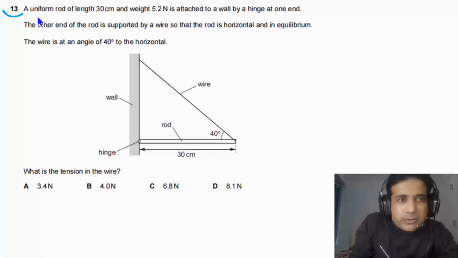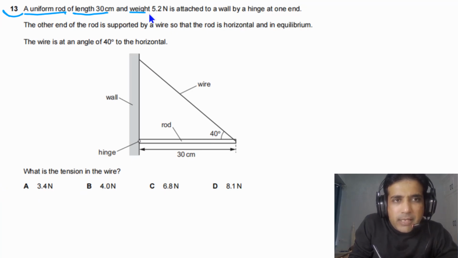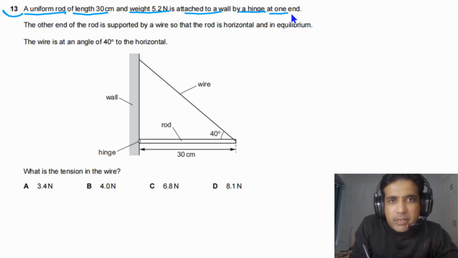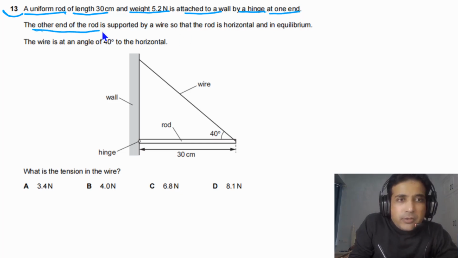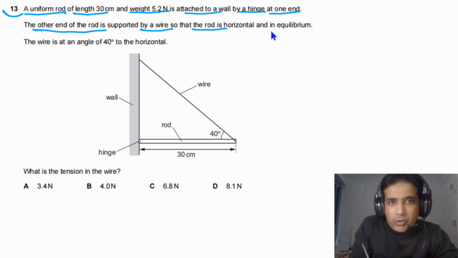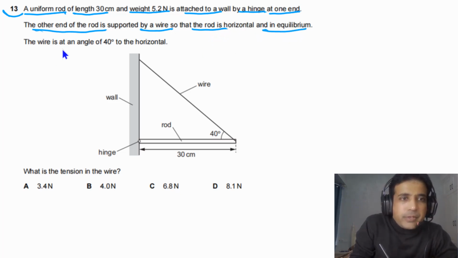For question number 13, it is given to us a uniform rod of length 30 centimeters and weight 5.2 newtons is attached to a wall by a hinge at one end. The other end of the rod is supported by a wire so that the rod is horizontal and in equilibrium. The wire is at an angle of 40 degrees to the horizontal.